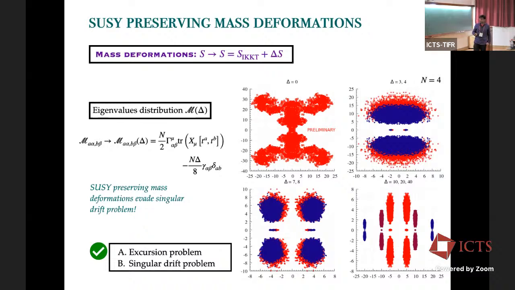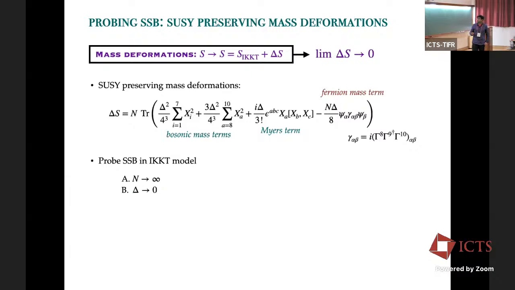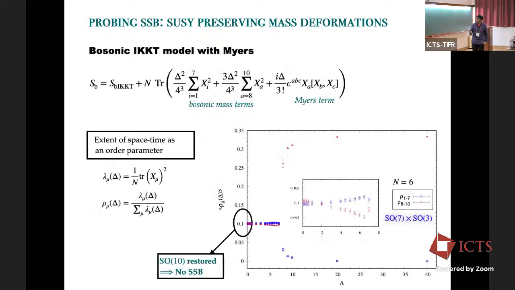So now that we have successfully countered the excursion problem and the singular drift problem associated with the complex Langevin method, we can study the IKKT matrix model. To probe spontaneous symmetry breaking, we would have to take a two-way extrapolation, going to the large N limit and the deformation parameter going to 0. First we study the bosonic IKKT model with Myers term and the bosonic mass term. We would like to check whether these terms which we have introduced in the bosonic part of the action contribute to spontaneous symmetry breaking or not, and whether the original SO10 symmetry is restored in the delta going to 0 limit. We have the extent as the order parameter.